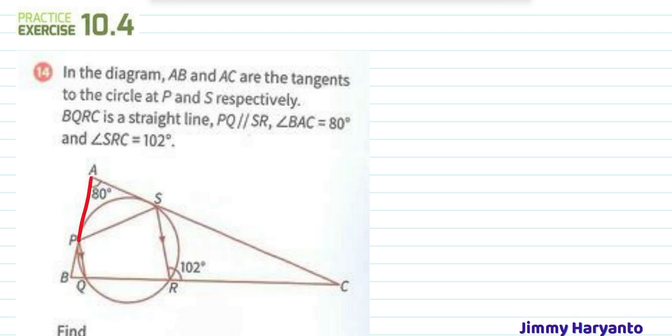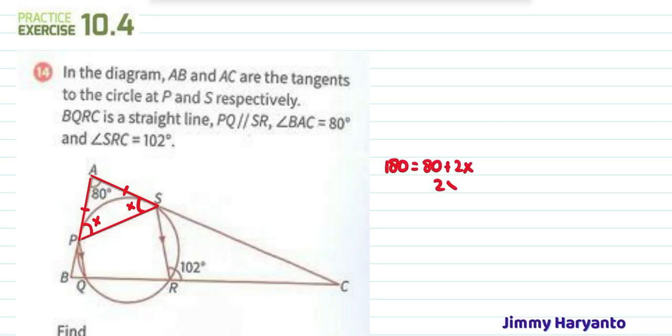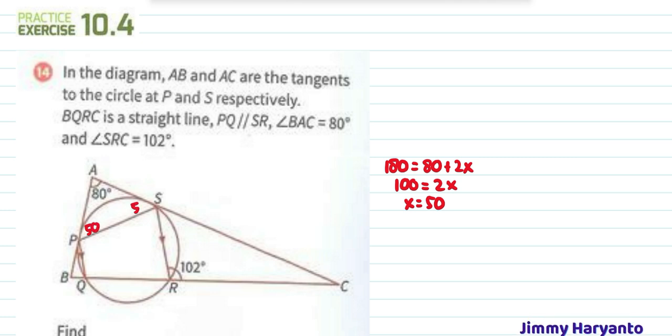For question 14, we'll start from this triangle. Because this is the tangent line, that means this one will be the same, and this angle will also be the same. Yeah, so let's say that one is x. That means 180 equals 80 plus 2x, so 2x equals 100, and x equals 50. So each of them will be 50 and 50.